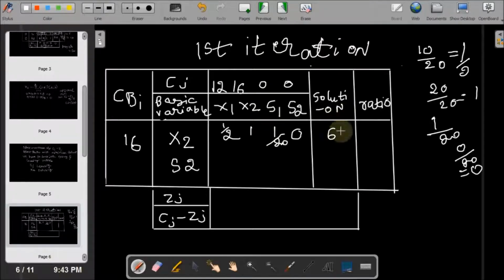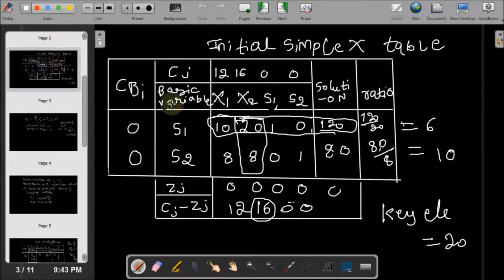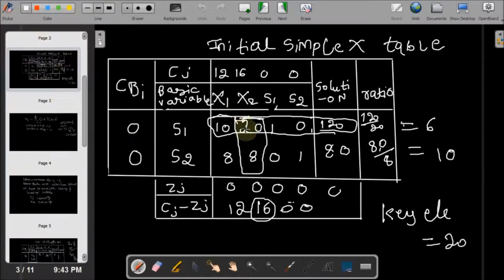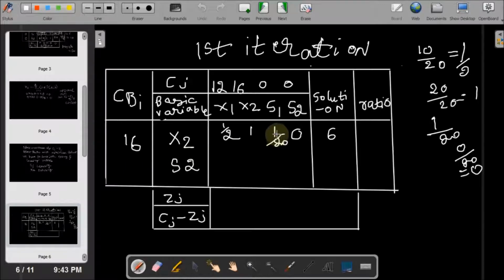values for x2 means I divided all the elements. I divided all the elements with the key element, that is 20. 10 by 20, 1 by 2, right? 20 by 20, 1. You can see 20 by 20, 1. Right, 1 by 20, the s1 value is 1, right? That's why 1 by 20. 0 by 20 is 0. Solution 120 by 20 is what? 6. So I found out the value for what? The new values of x2.